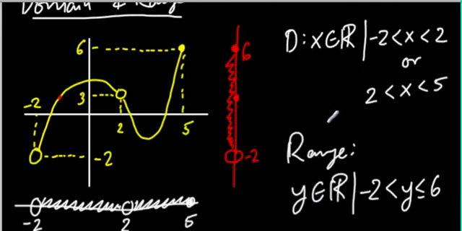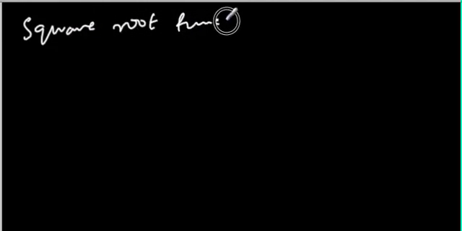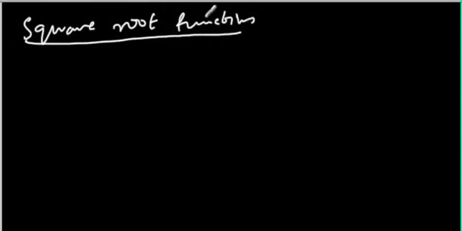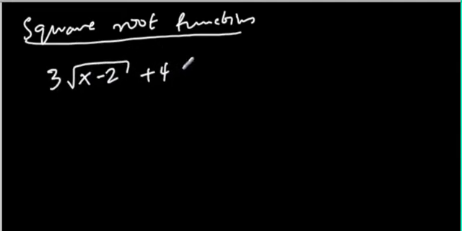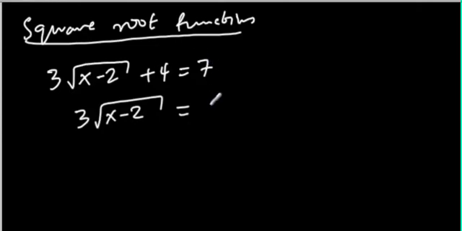I hope it does. The next thing that we went through was square root functions. Just to give an example, let's say the square root of 3x minus 2, plus 4, equals 7. The first thing we have to do is isolate the square root part. We do that by subtracting the 4 on both sides. So we get the square root of 3x minus 2 is equal to 7 minus 4, which is 3.